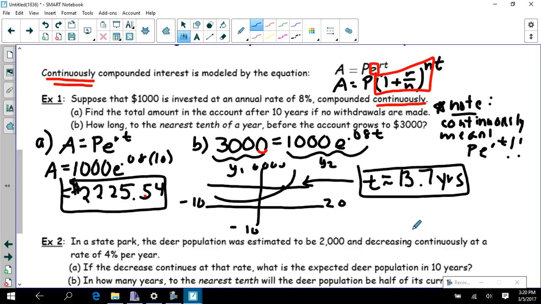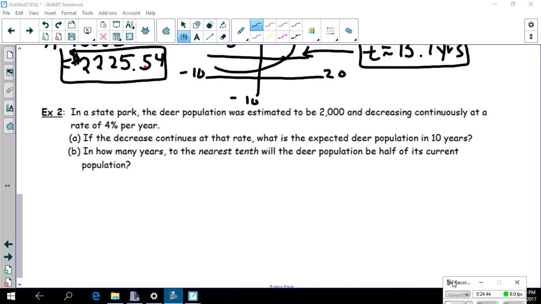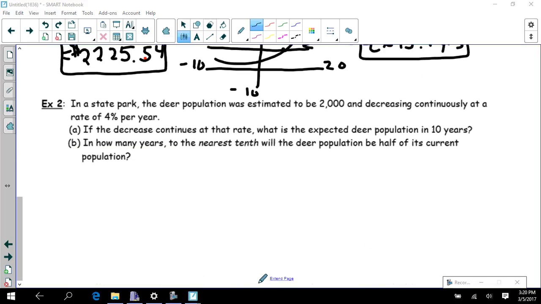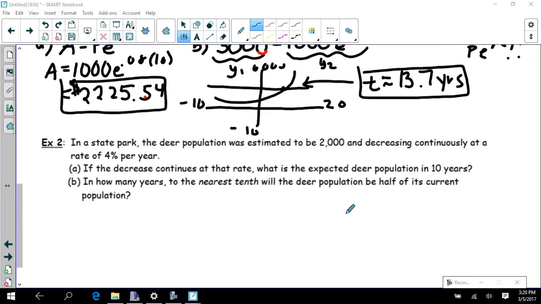And here's the last one. In a state park, the deer population was estimated to be 2,000 and decreasing continuously at a rate of 4% per year. If the decrease continues at that rate, what is the expected deer population in 10 years? Okay, what's it say? It's decreasing continuously. Continuously means what? PERT. But again, it also says something else here. It says decreasing. How's that going to factor in? Well, that's just going to mean that your R value is negative.